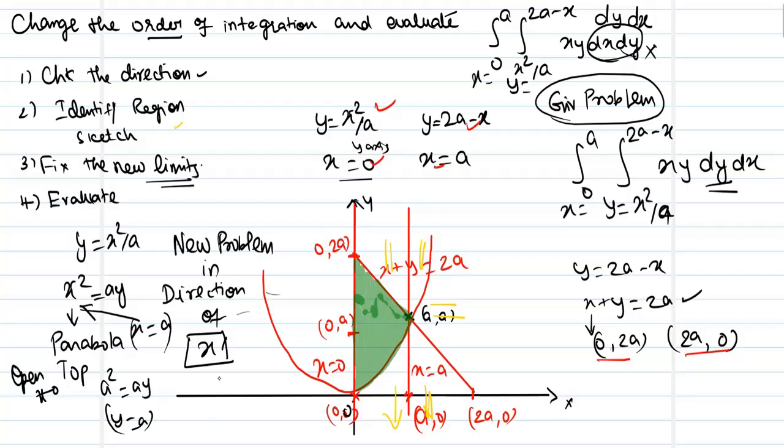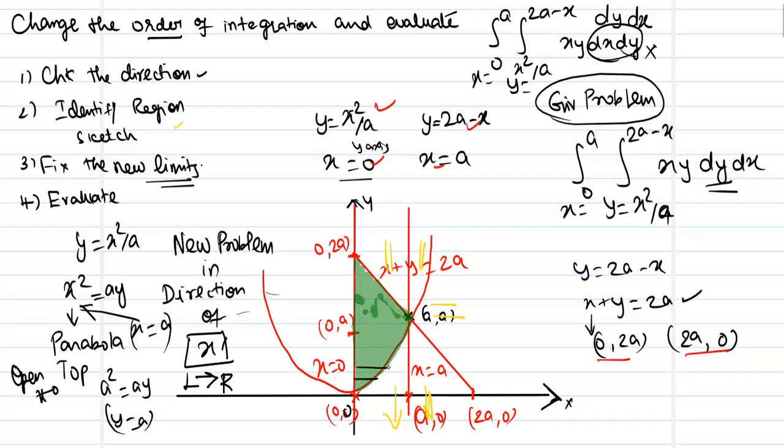So what is the direction of x? This is the direction of x. And how does the direction of x move? It moves from left to right. So which is my shaded portion? This is my shaded portion. Let me move from left to right.